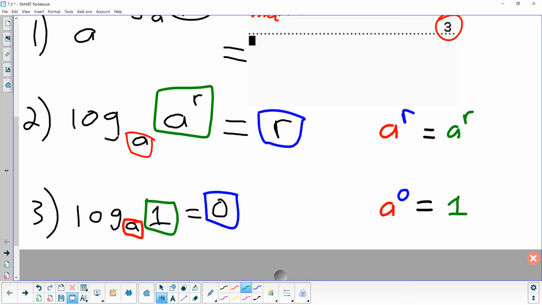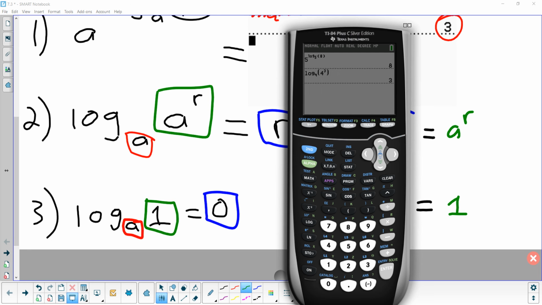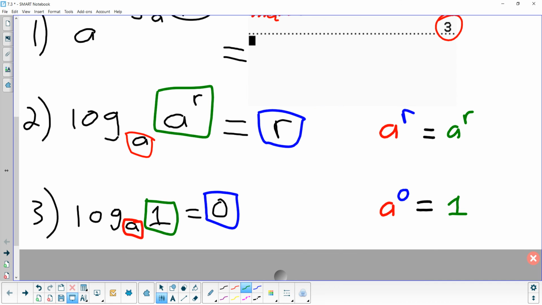This rule 3 is basically saying if you raise anything to the 0 power, you get 1. Of course, that's a rule from algebra. Anything raised to the 0 power is always 1. 5 to the 0 power, 1. 9 to the 0 power, 1. 42 to the 0 power, what do you think? 1. Anything to the 0 power always comes out to 1. That's what you see in Algebra 1. That's how we can write the same idea with a logarithm.